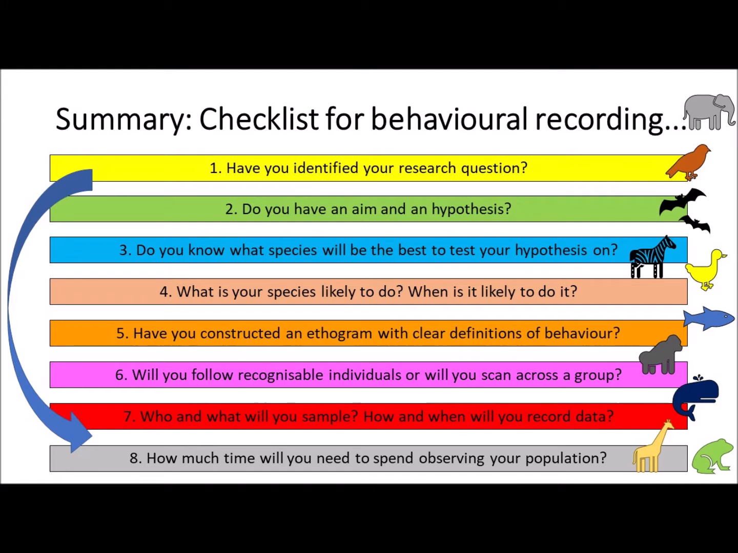This presentation has explained the difference between state and event behaviours. It's explained the differences needed for data collection on an individual compared to a group of animals, and it's provided information on how to construct an ethogram and define clear explanations of the behaviours being observed. Finally, it's covered the differences between sampling and recording techniques so we know exactly who and what is going to be sampled, as well as how and when behaviour are going to be recorded.